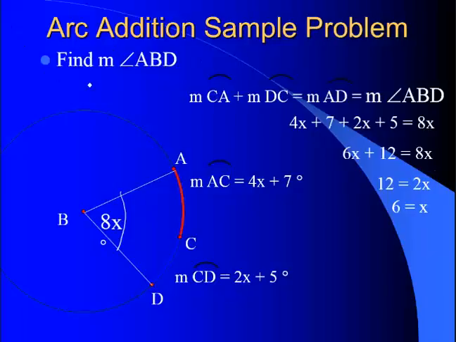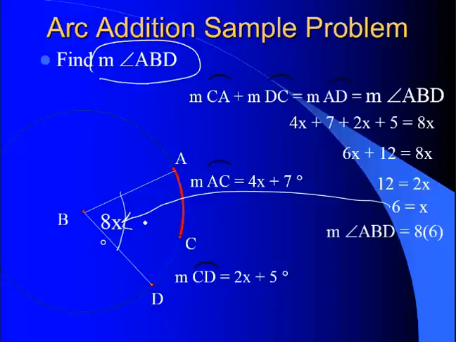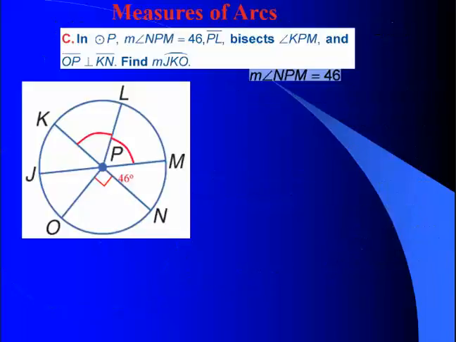It says find the measure. I need to take that 6 and plug it in where I see that x. 8 times 6 is 48. I could also find the arc measures if it asked me to, just by plugging them in. So again, it's all about using your relationships, setting up your equations based on those relationships.